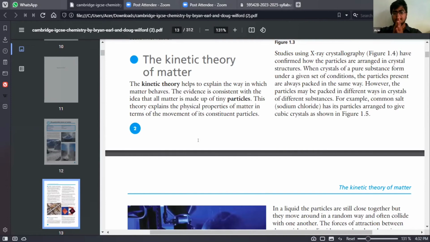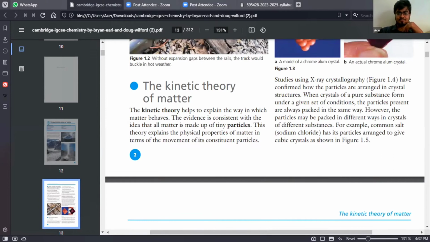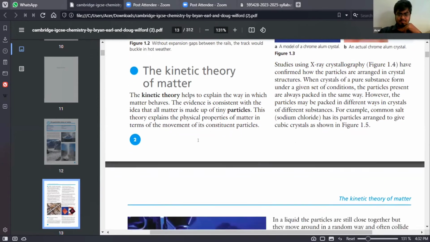What is the kinetic energy of matter in chemistry?